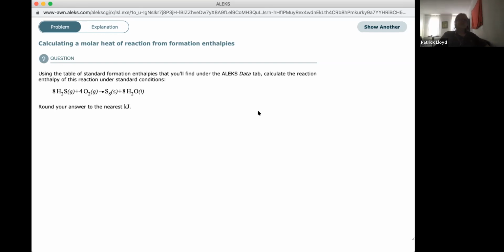So you look these things up. Now I do want to make a point that elements are zero, right? Because if you think about the way we defined everything, it was element plus element gives you a compound. So what we're doing is we're assuming the elements have zero value. So elements are zero. So if you look at this equation, S8, that's going to be zero because that's an element. O2, that's an element, so that's going to be zero as well. So really only the H2S and the H2O are going to have values. Okay, so let me practice this one with you.